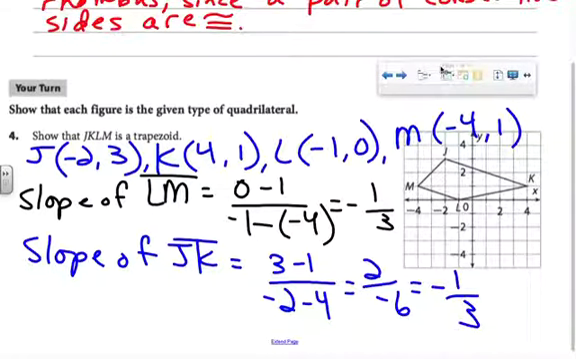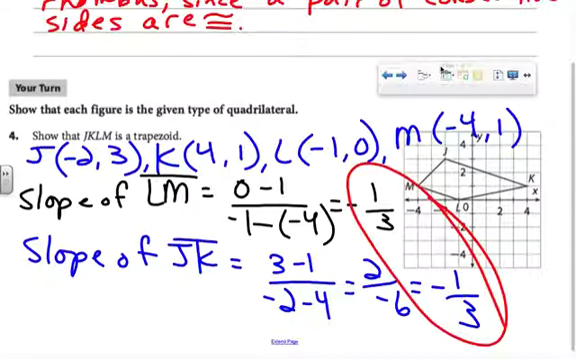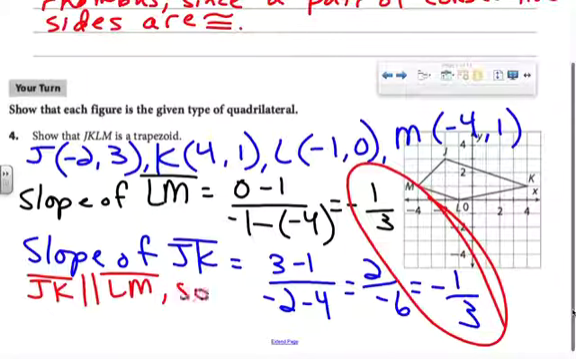And since the slopes of these two opposite sides are equal, that means that the sides are parallel. So JK is parallel to LM. So JKLM is a trapezoid.